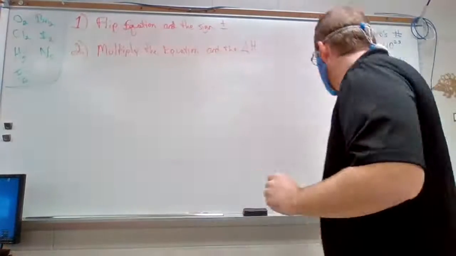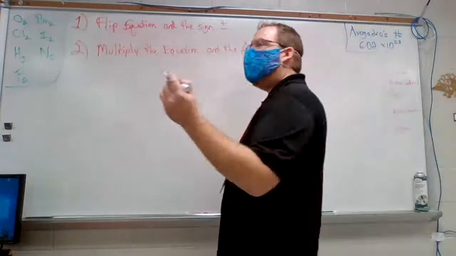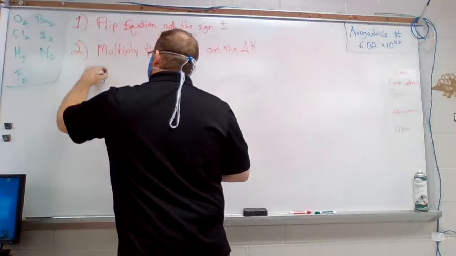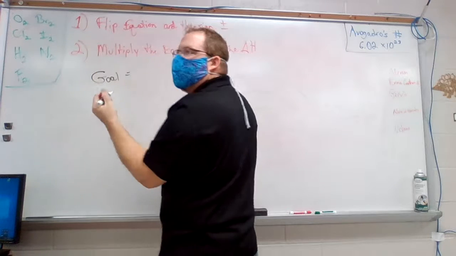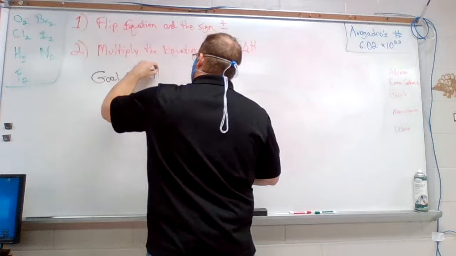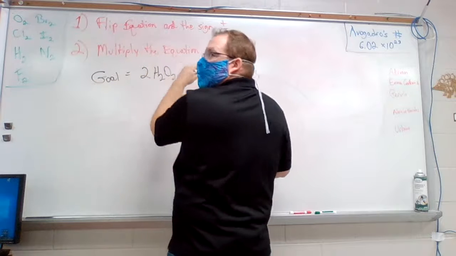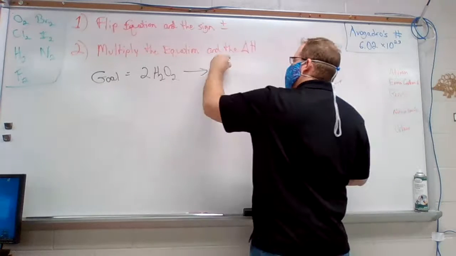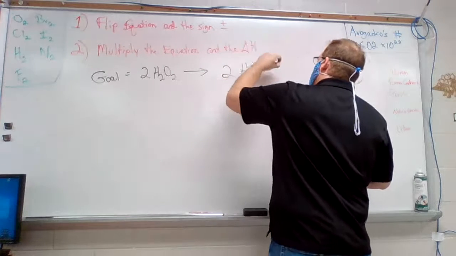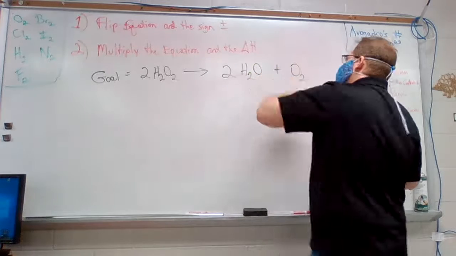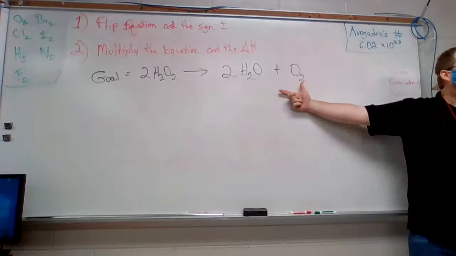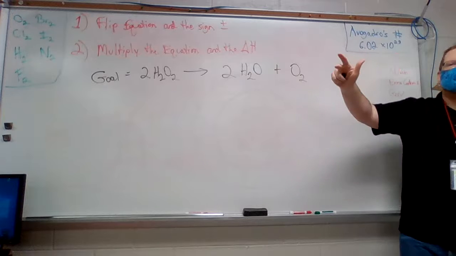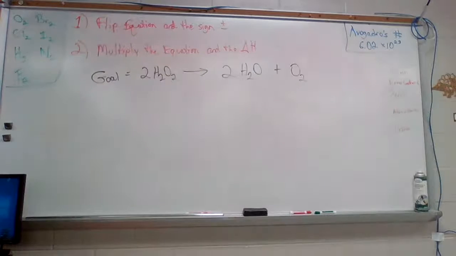So here is my equation. I have my goal equation, which is what? 2H2O2 goes to 2H2O plus O2. So this is my goal equation. And now I have 2 steps that they give me. So they give me the next 2 equations, which are my steps. I need to somehow take these and turn them into this.